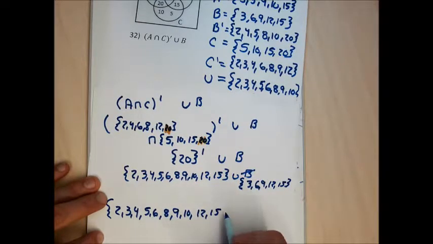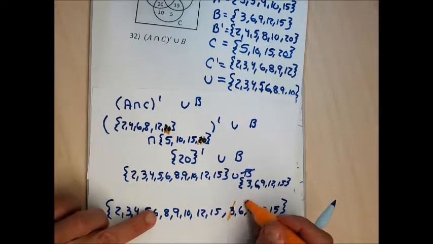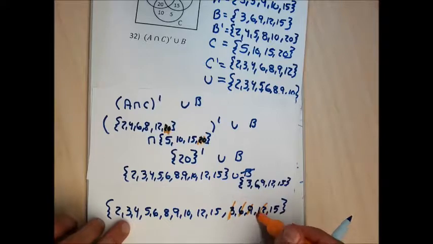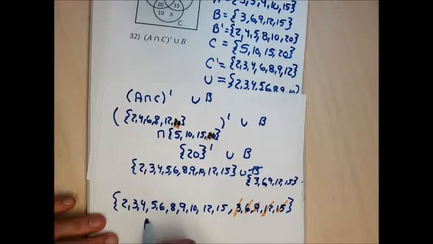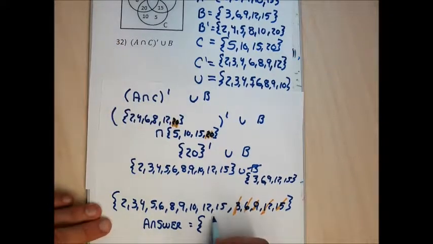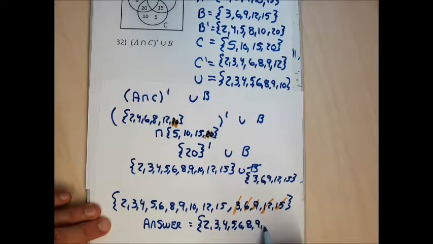After I have all the elements of the first set, I add on all the elements of the second set. There's my union. I get rid of any duplicate. 3 is duplicated, 6 is duplicated, 9 is duplicated, 12 is duplicated, 15 is duplicated. I get rid of all my duplications, and I write what's left in a nice order. The answer to problem 32 should be the set containing everything but 20: 2, 3, 4, 5, 6, 8, 9, 10, 12, and 15.